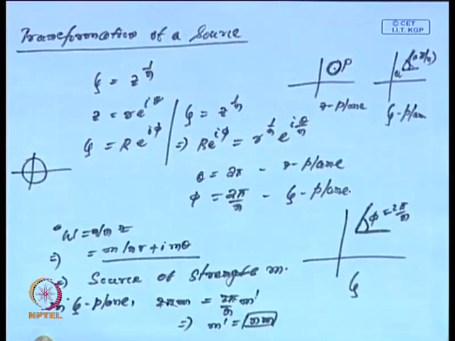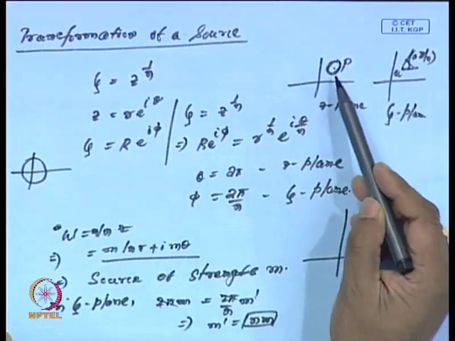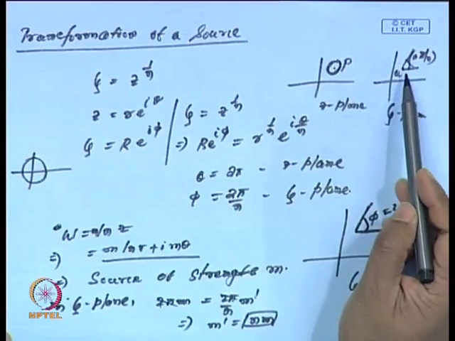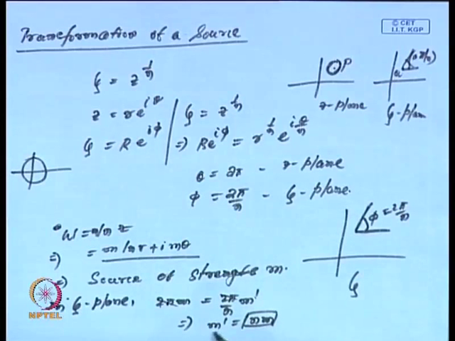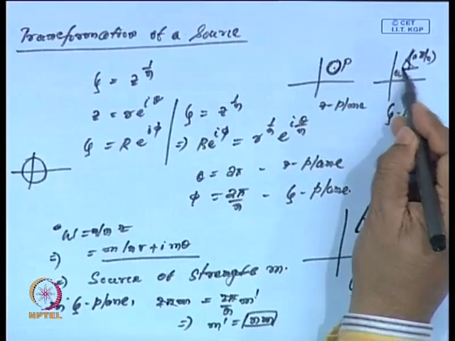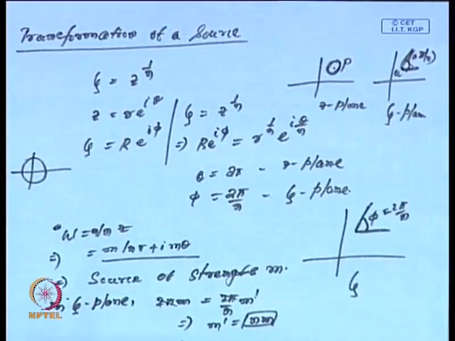So, this is what. Corresponding, as I have already mentioned, to a source of strength m here, we will have a source here whose strength is m prime, and m prime will be n times m.